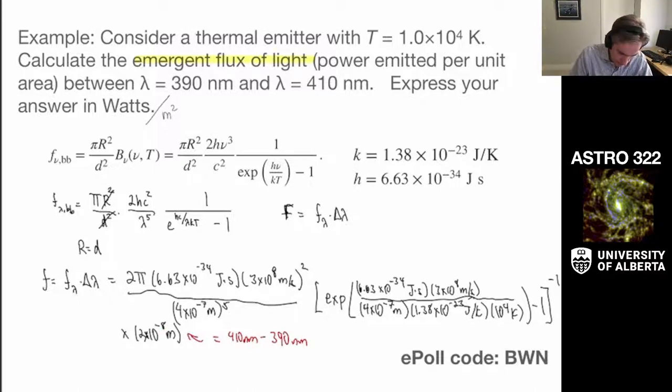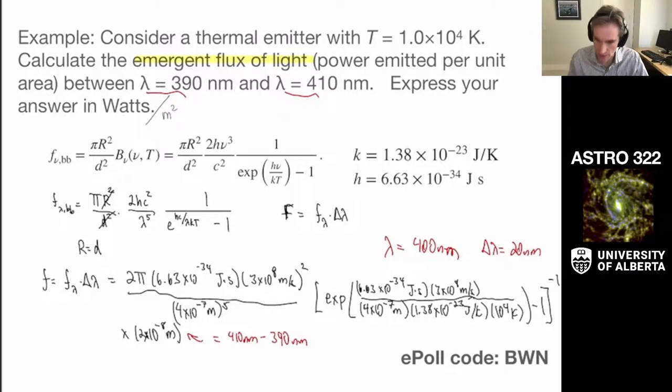I'll note a couple other things about this analysis. I've picked lambda equal to 400 nanometers, because that's in the middle between my two wavelengths. And I picked a delta lambda of 20 nanometers. So if you see these 4 times 10 to the minus 7 meters, that's where they're coming from. That's just the 40 nanometer pieces. It's kind of a brutal calculator entry, but when you go through all of it, you come out with an answer of 2.06, 2.07, doesn't matter. Because it's 2 significant digits, I got 2.1 times 10 to the 7th watts per meter squared.